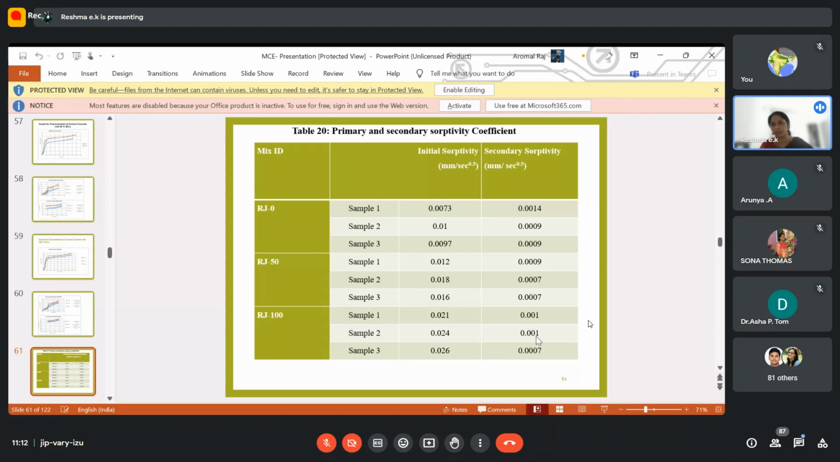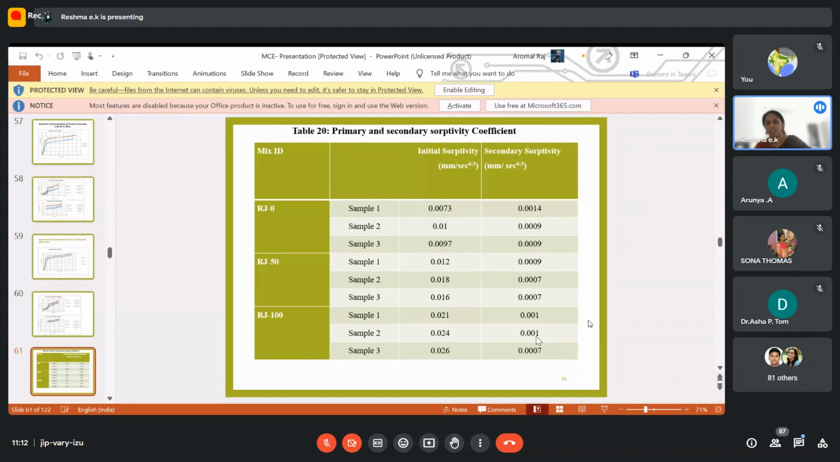When I'm talking about secondary sorptivity, it is long-time absorption. Whatever pores remain will be slowly absorbed. That is why the secondary sorptivity value will always be less compared to initial sorptivity. That should be known, because if by mistake your experiment is not proper, you should be able to analyze the data.